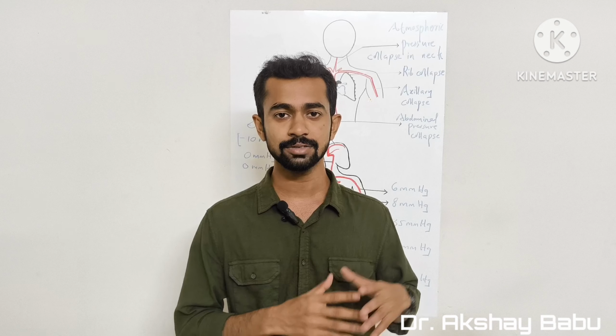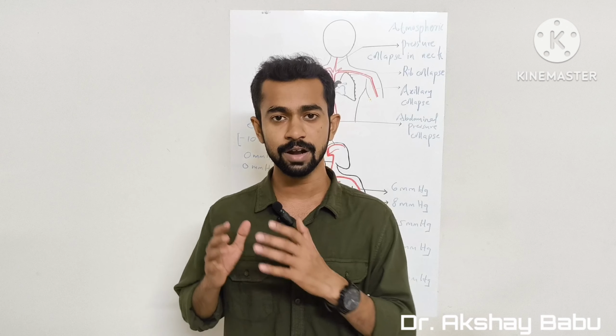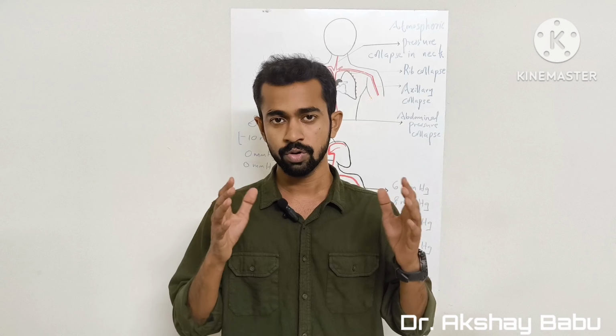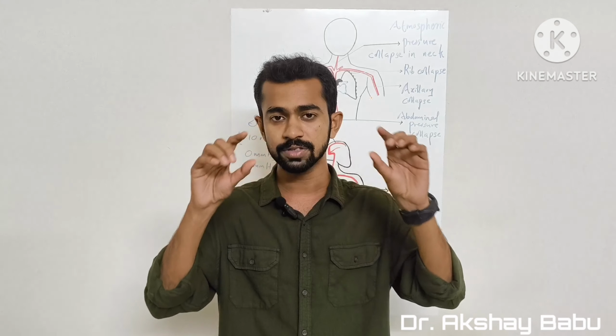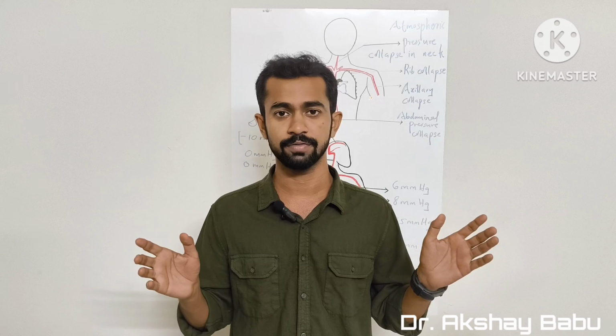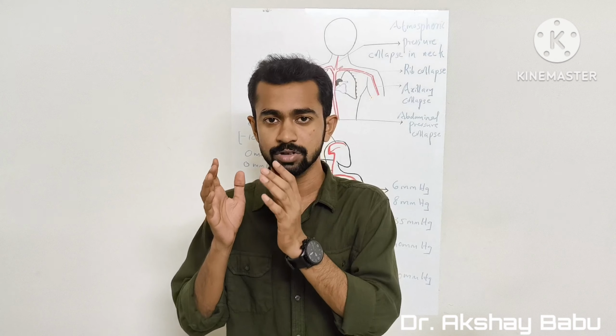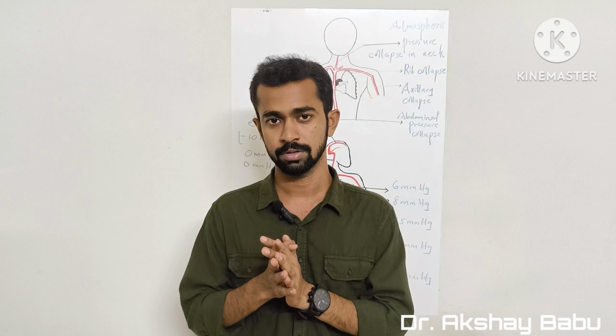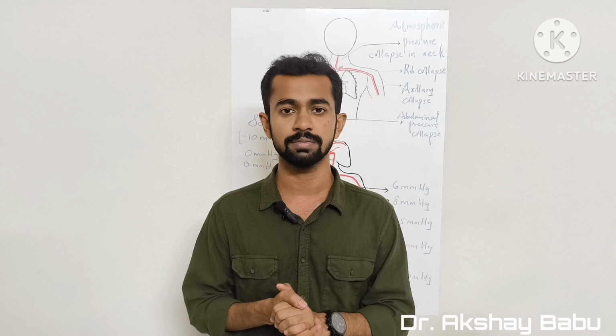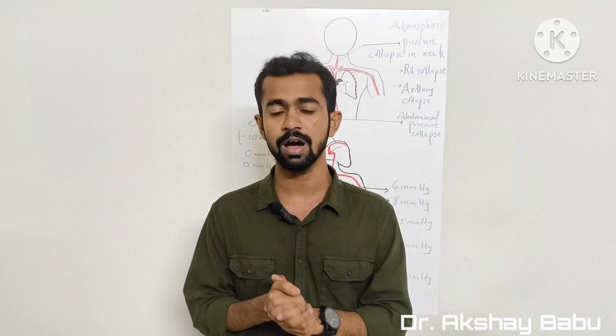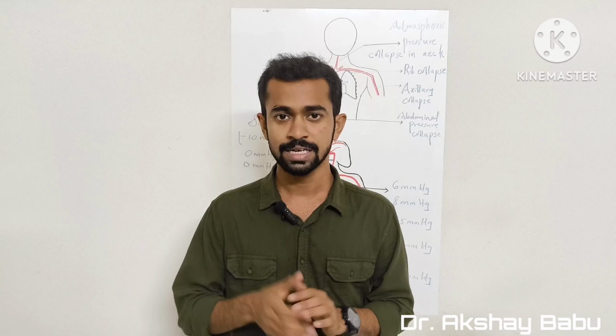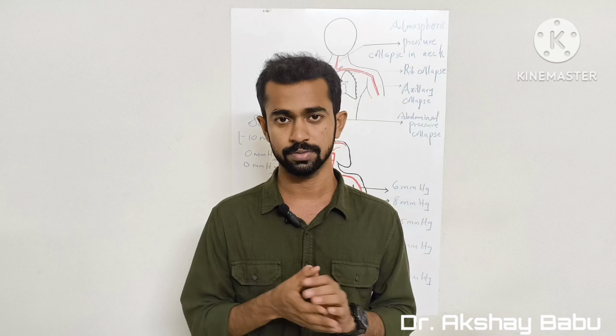Coming to the topic central venous pressure and peripheral venous pressure. Blood from all systemic veins of the body will flow into the right atrium of the heart. The pressure which is exerted by the right atrium of the heart is known as central venous pressure.